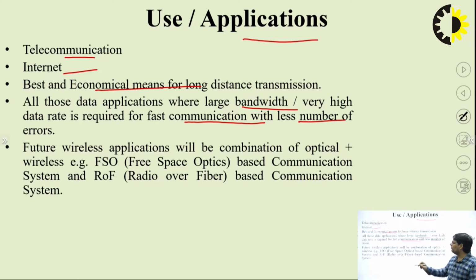And we know that all future communication applications will be combinations of optical as well as wireless. This gives a new field of research in the field of communication. These fields are known as free space optics, FSO, and radio over fiber, ROF. So in the future, optical communication advantages as well as wireless communication advantages are combined together so that the best optimal performance based communication system can be achieved.